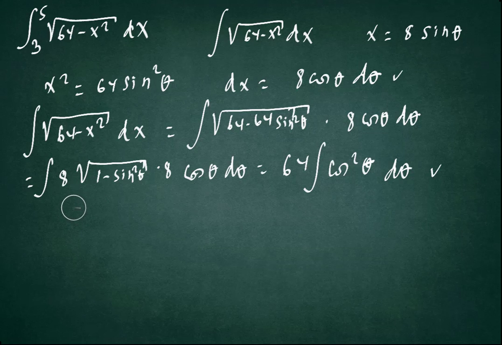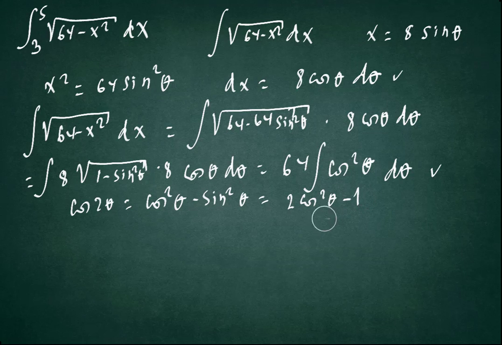For the d theta here, we can use our trigonometric formulas. We know that cosine 2 theta is cosine squared theta minus sine squared theta, which is also equal to 2 cosine squared theta minus 1. That yields that cosine squared theta is equal to cosine 2 theta plus 1 over 2. So we are going to plug this one in and we get a simple integral now, and everything will be solved.